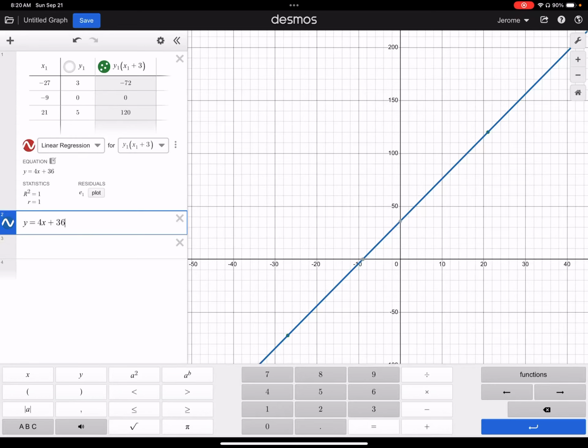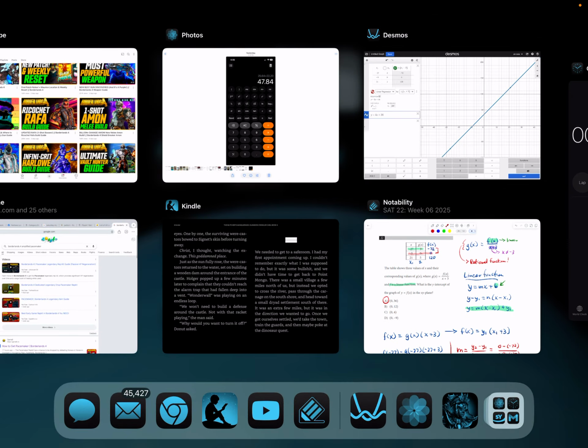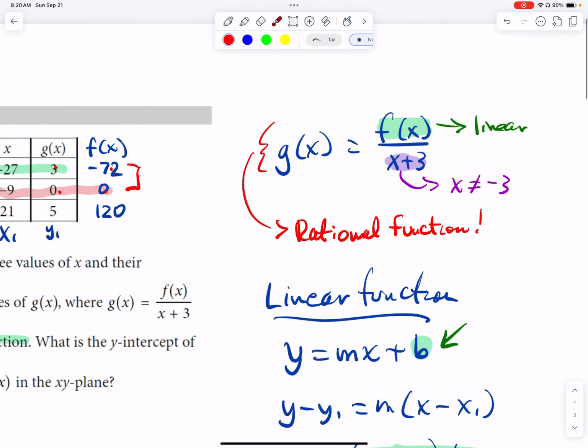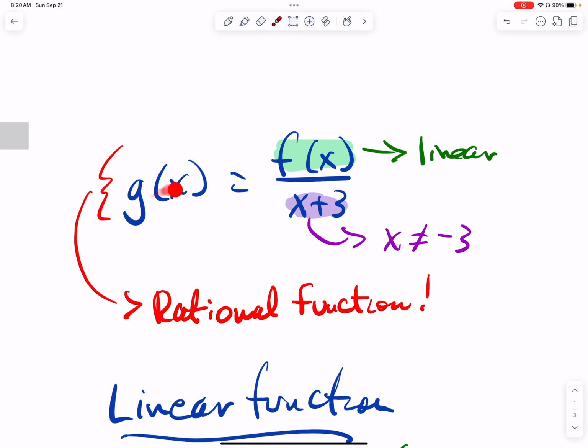All right, as an extension, since we have the equation for f of x, let's see what happens when we actually graph the function g of x, the thing that I was calling a rational function. Remember that at the very beginning, we talked about g of x being the quotient, the ratio of f of x over x plus 3. This is the definition of a rational function, assuming that these things are polynomials, which they are.